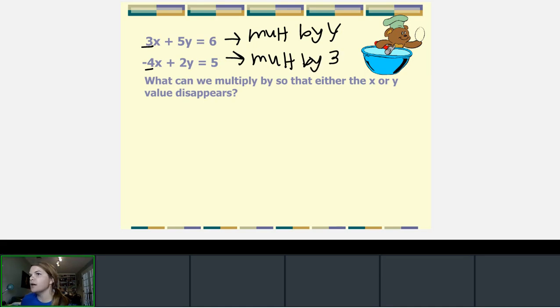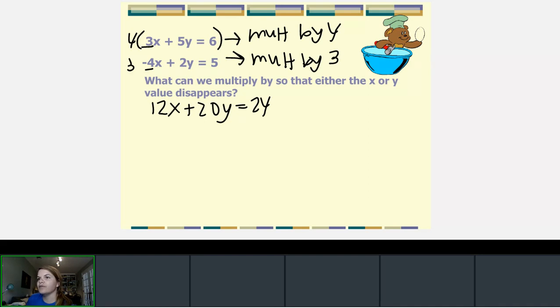Because when I multiply the top by 4, I'm going to get 12x. When I multiply the bottom by 3, I'm going to get negative 12x. So now they're going to eliminate each other. So everything gets multiplied by 4. Everything. So 4 times 3x is going to be 12x. 4 times 5y is going to be 20y. 4 times 6 is 24. So don't forget to multiply everything.